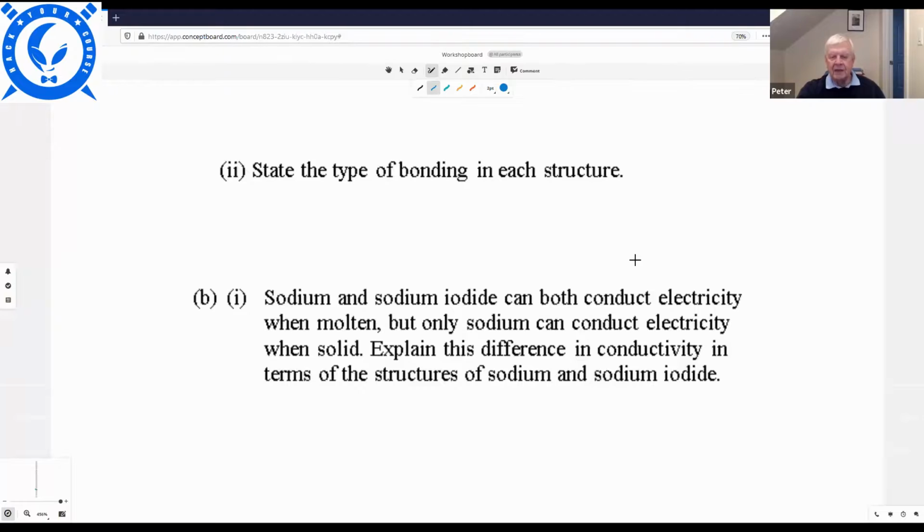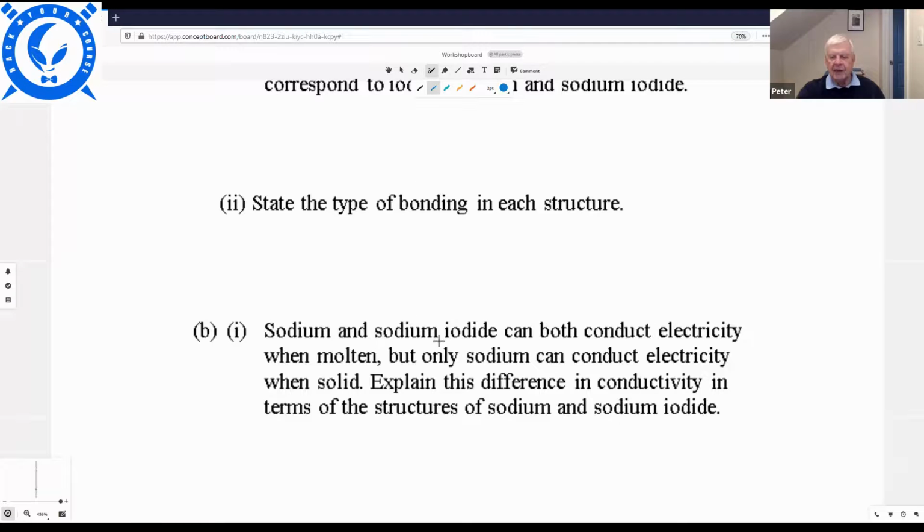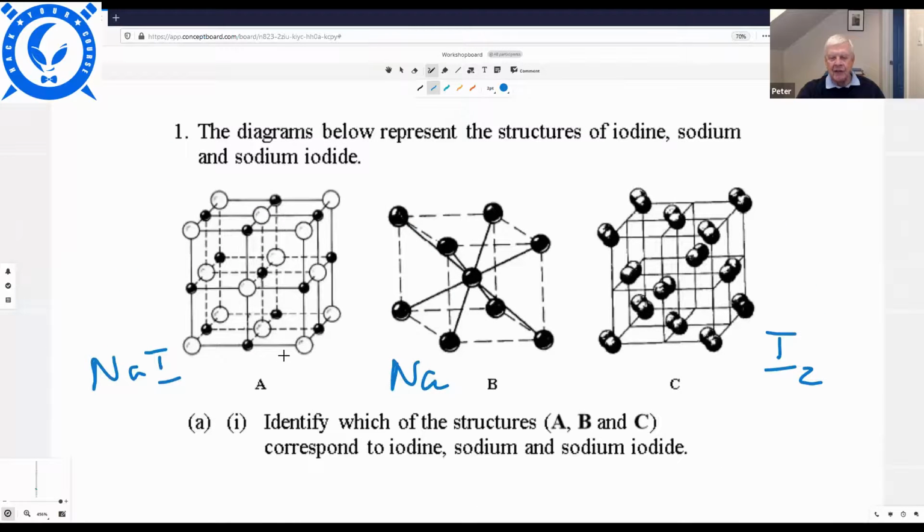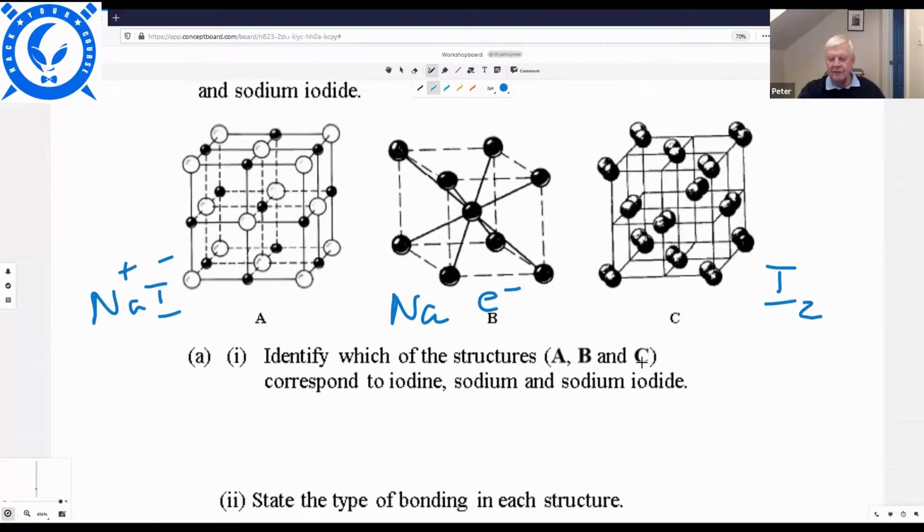So here's the point that I was talking about before. Sodium and sodium iodide can both conduct electricity when molten, but only sodium can conduct electricity when it's solid. That's because sodium iodide, as a solid, is rigid. The ions can't move. So it's only when it melts and it forms discrete Na plus and I minus ions in the melt that are mobile, then you can have current conducting. The sodium has conductivity because it's got a sea of electrons around it, and it will have that whether it's in the solid state or in the molten state. The electrons will always be there to conduct current. And the iodine, of course, is a non-conductor right from the word go.